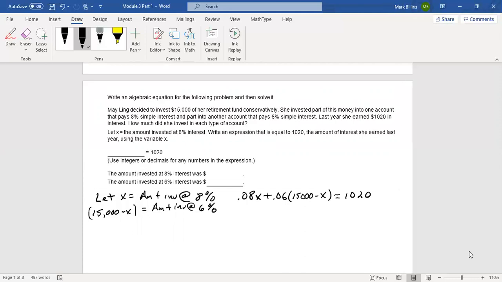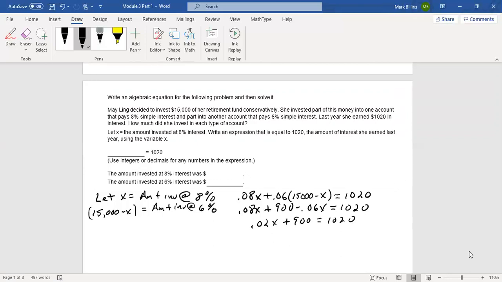So now you're going to use the distributive property. We're going to have 0.08x plus, we're going to multiply 0.06 times the 15,000, which would be 900, and 0.06 times the minus x, which would be minus 0.06x, and that would equal the 1,020. Combine your like terms. So 0.08 minus 0.06 gives us 0.02x plus 900 equals 1,020.